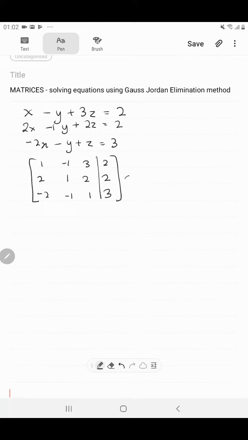The objective of Gauss Jordan is to transform the matrix on the left to be an identity matrix, and the augmented right hand side will be the solutions to your x, y, and z. Okay, so let's begin.